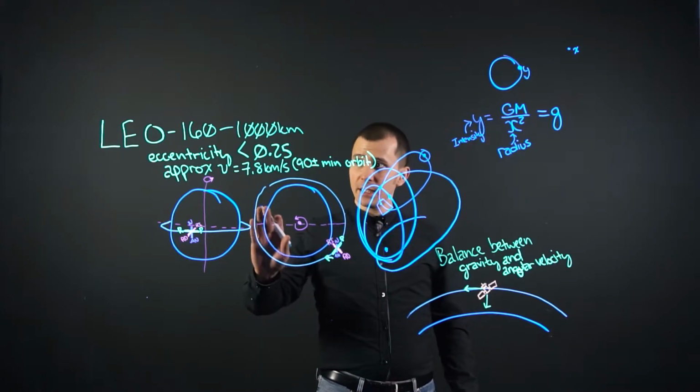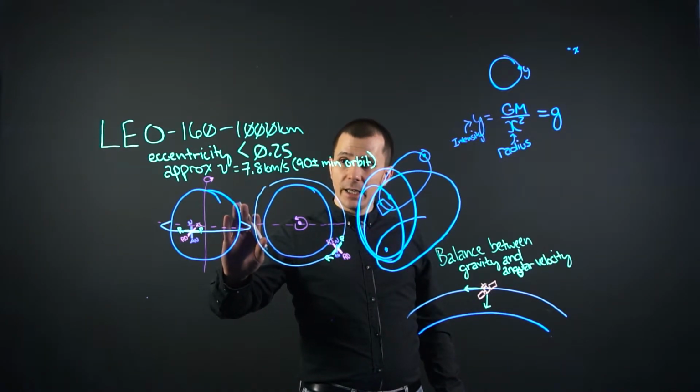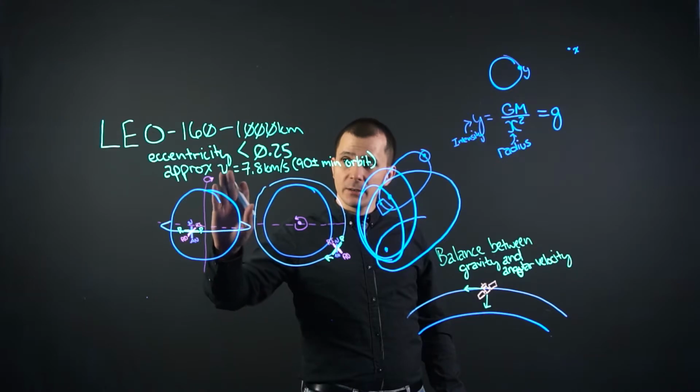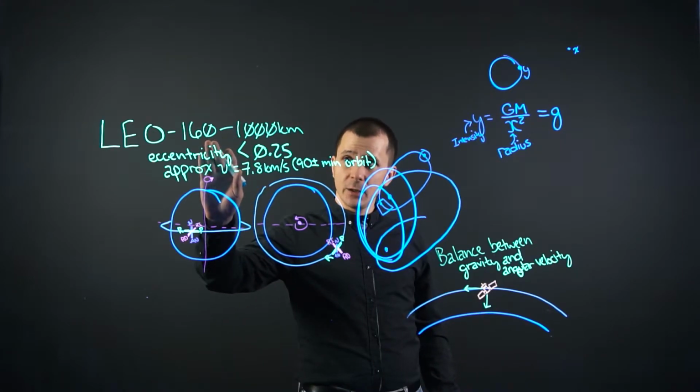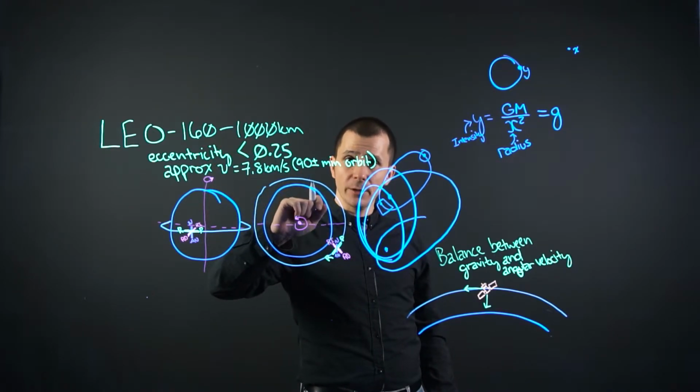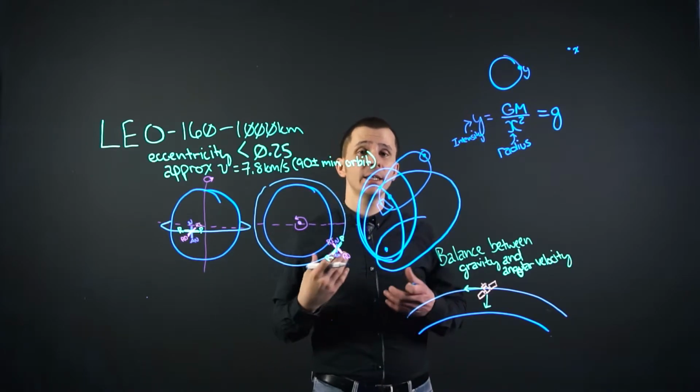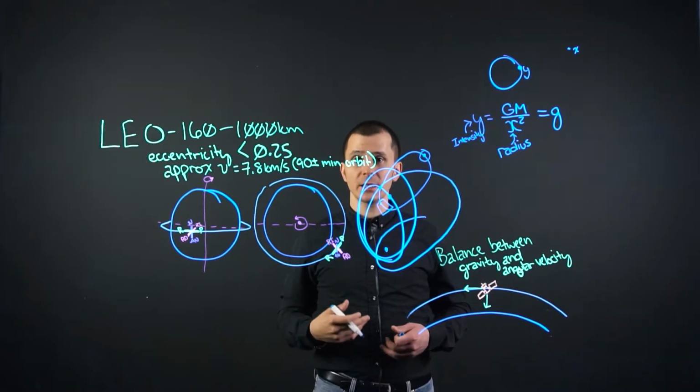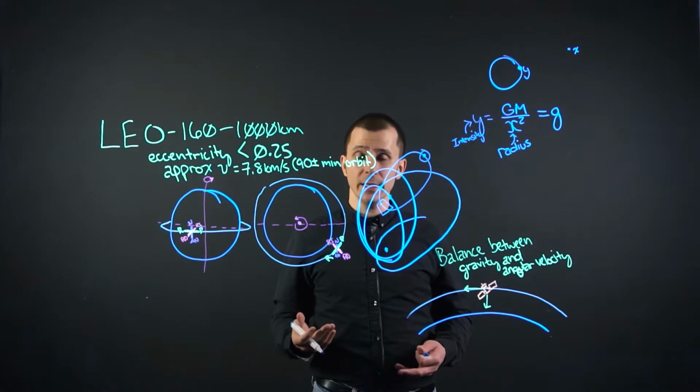Now, as I said before, low Earth orbit is a region of space between 160 kilometers to 1,000 kilometers above the Earth's surface. And this is where almost all of our satellites, communication, and otherwise reside.